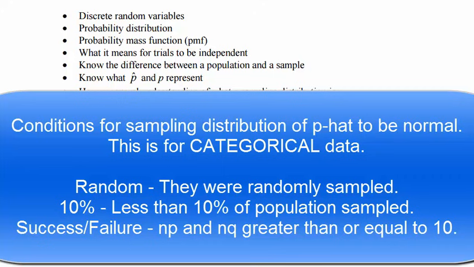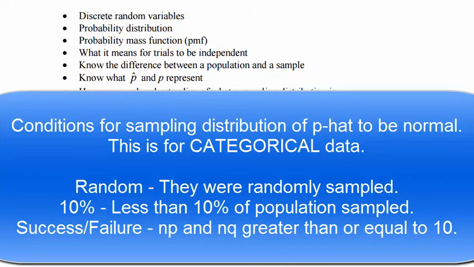Finally, we have the 10% condition. The 10% condition is we have to sample less than 10% of the population. There's a long reason why, and there's lots of articles, but just remember, we need to sample less than 10% of the population. And lucky for us, dice rolls are infinite, so we could not have sampled more than 10%.